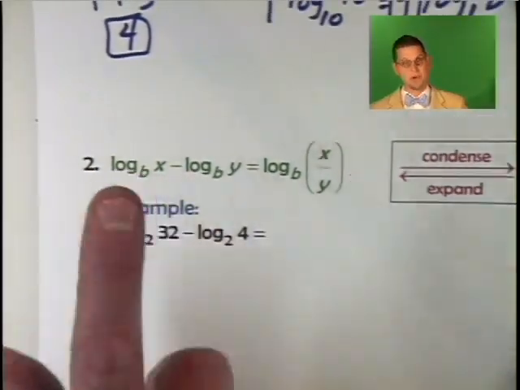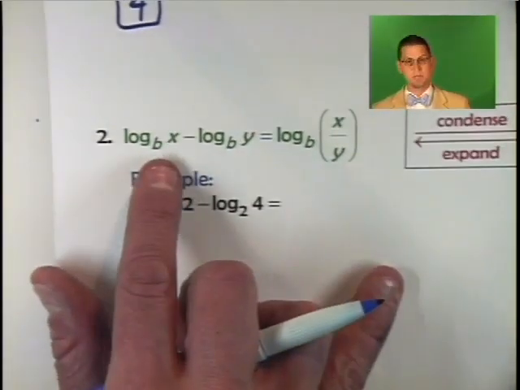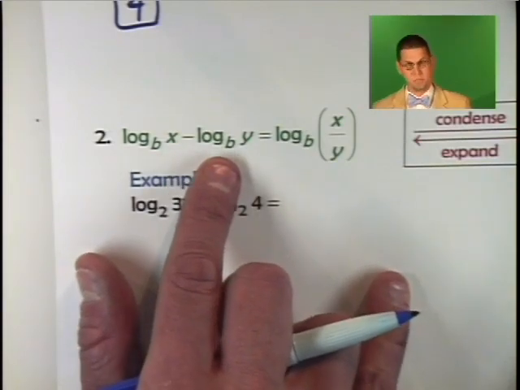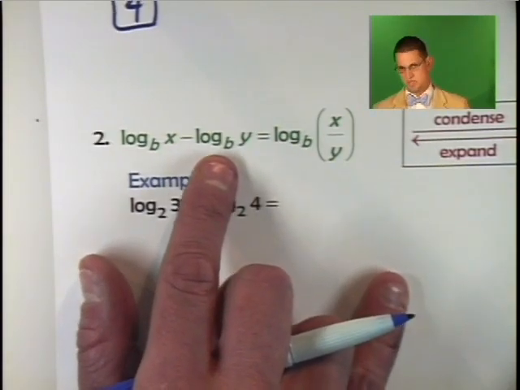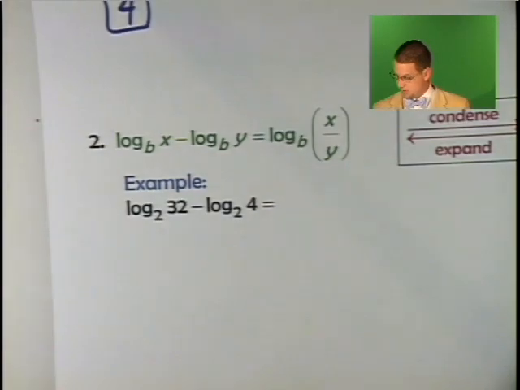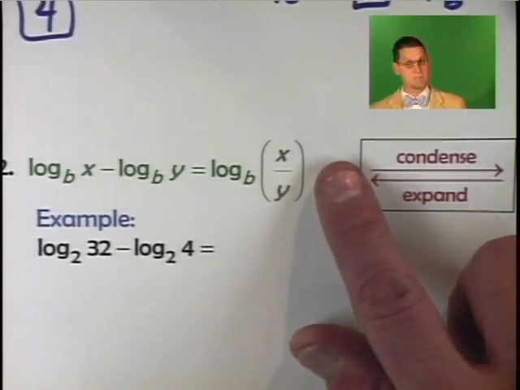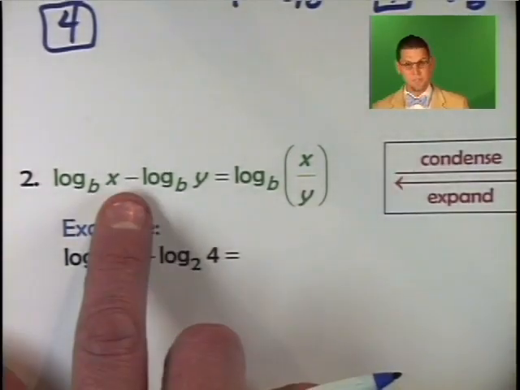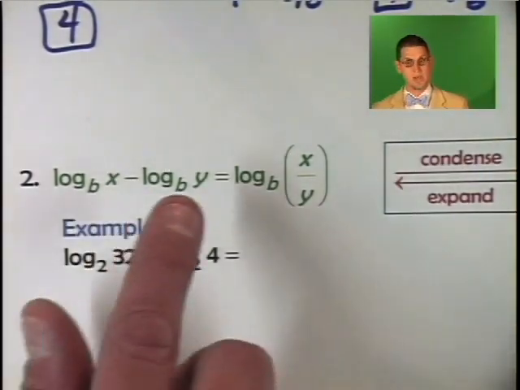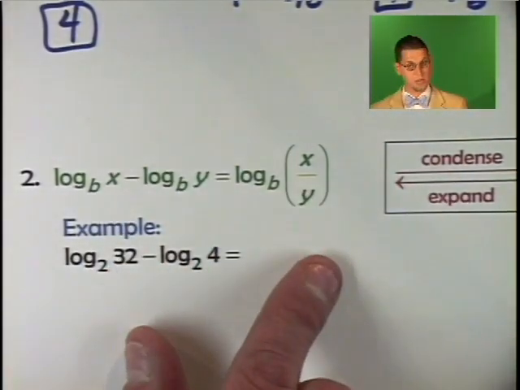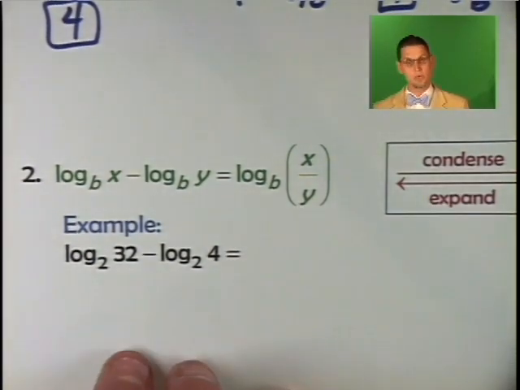This property is very closely related. It says log base b of x minus log base b of y. We're subtracting now. Well, it's not going to be exactly the same, but it's very similar. It's equal to log of the same base of x divided by y. So the difference of the two logs is equal to the log of the quotient. All right? Now let me show you an example.